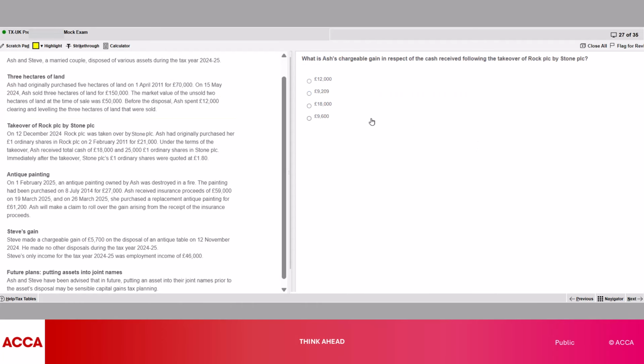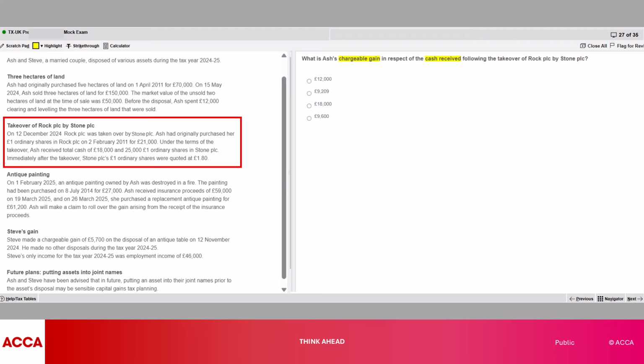The next question involves a takeover. Slightly tricky to deal with. And the question is, what is Ash's chargeable gain in respect of the cash received following the takeover of Rock plc by Stone plc? And this is the second piece of information in our scenario.